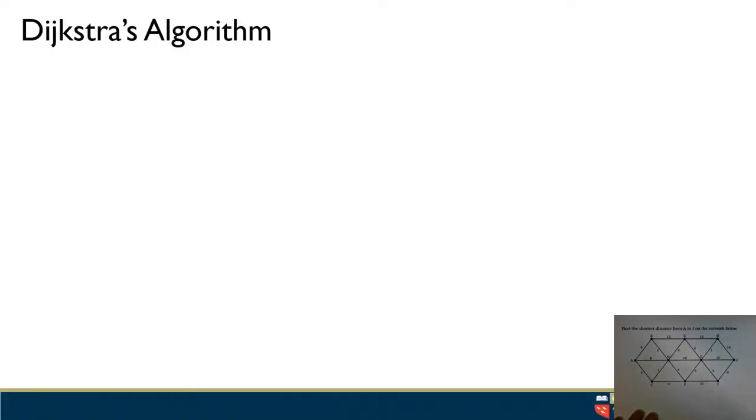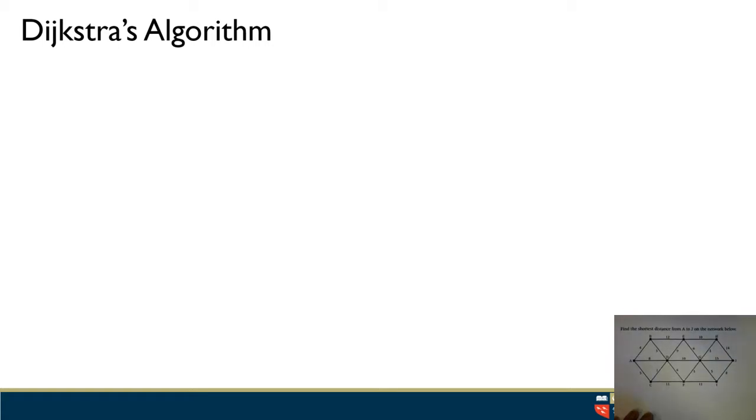Okay, so today we're going to have a look at Dijkstra's algorithm. Now this was invented in 1959 by Edgar Dijkstra, and it's basically just a way of calculating the shortest route through a network. Now it's got 7 steps, so let's have a look at those 7 steps.